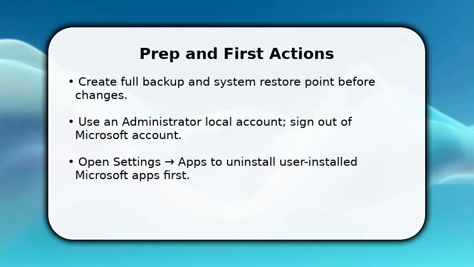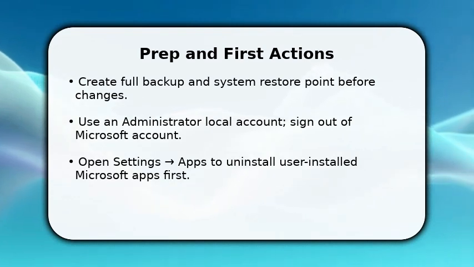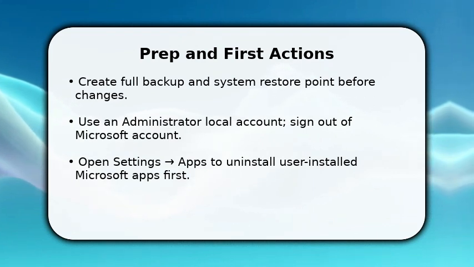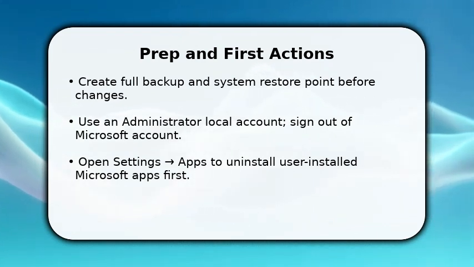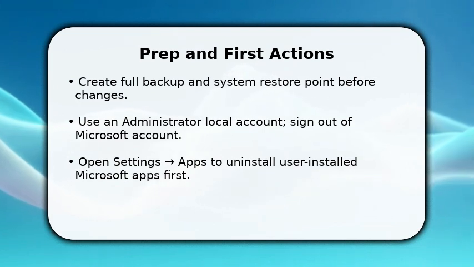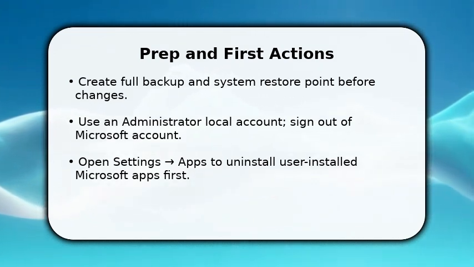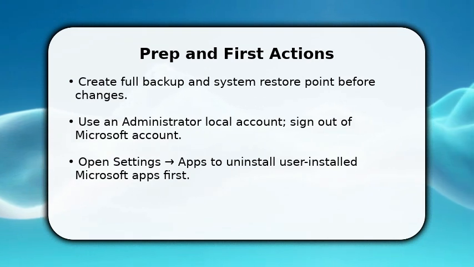You start by securing your system, create a full backup and a restore point, and make or switch to a local administrator account so you keep control. Once done, sign out of your Microsoft account in Settings and remove any Microsoft apps you installed through Settings, Apps. Make sure to document which apps you uninstall. This avoids accidental data loss.